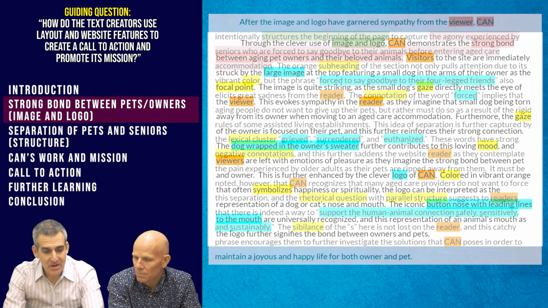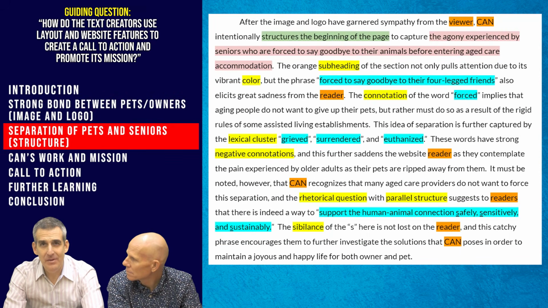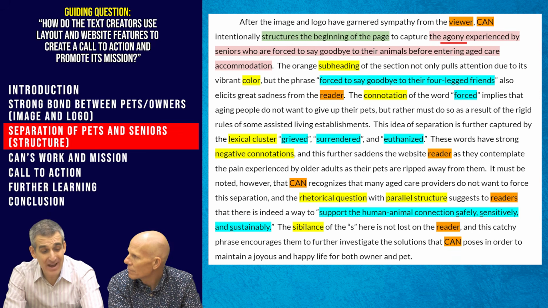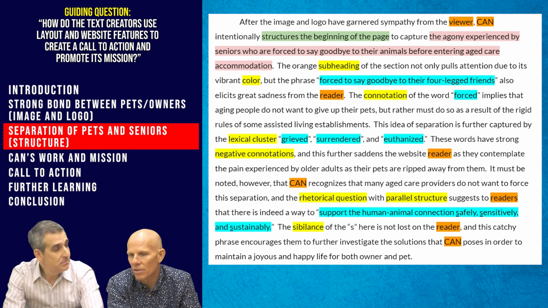Yeah, when we get in the next body paragraph, we understand that the idea they're going after is this notion of agony. And this idea that, when seniors are separated from their pets, that's very traumatic, not only for the senior, but for the animal as well. So this is the section of the response where they're going to talk about that, Mr. Giles. Yeah, and part of the layout, when you look at layout, part of the layout is how it's structured.